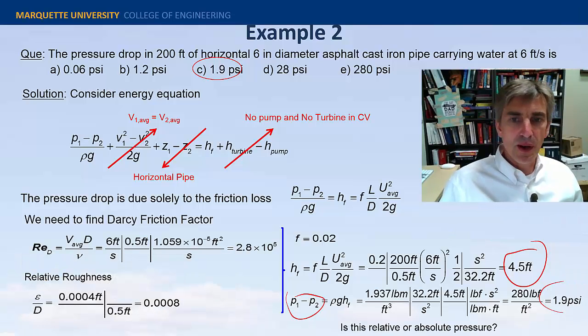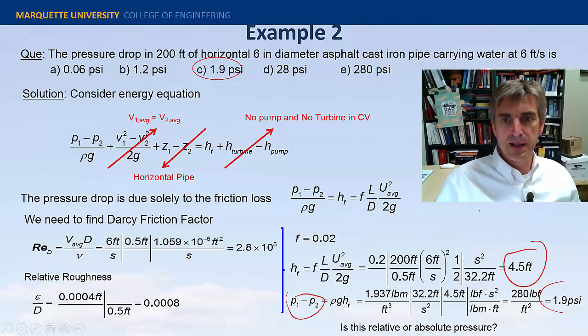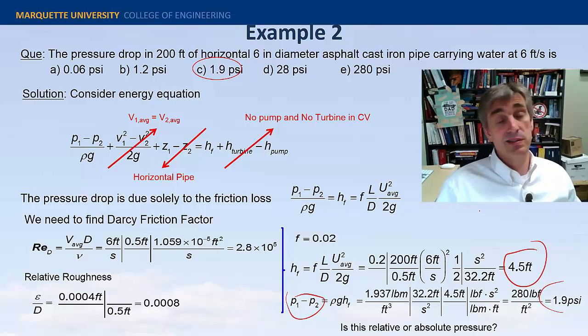So again, is this a relative or an absolute pressure? It doesn't really matter because it's a pressure difference. So it's 1.9 psi, or psig, or psia.